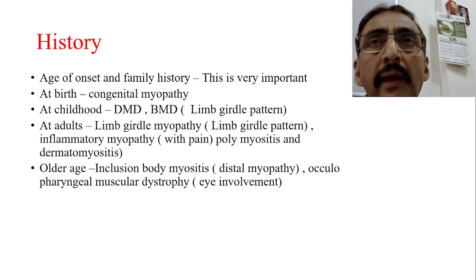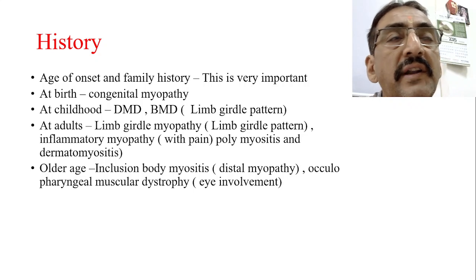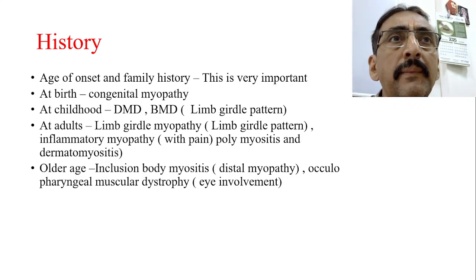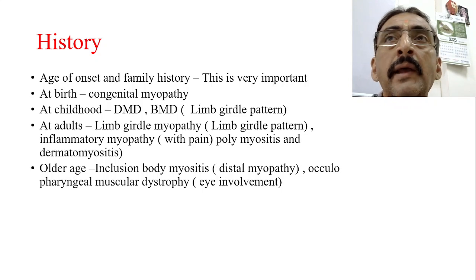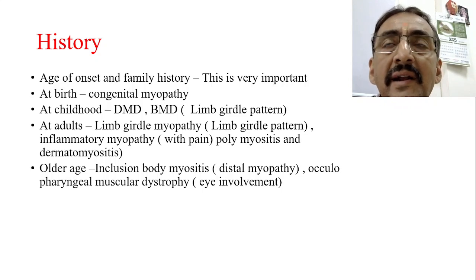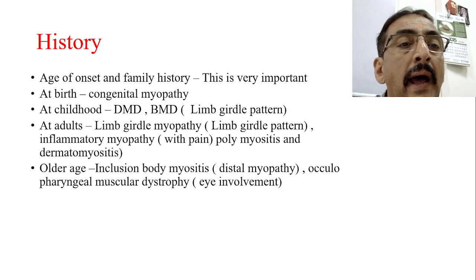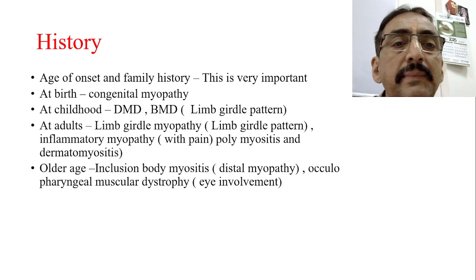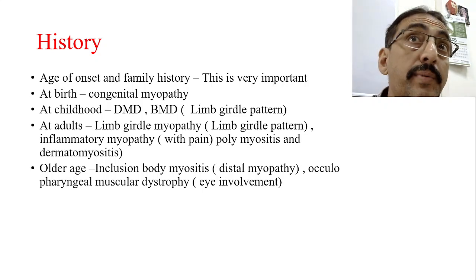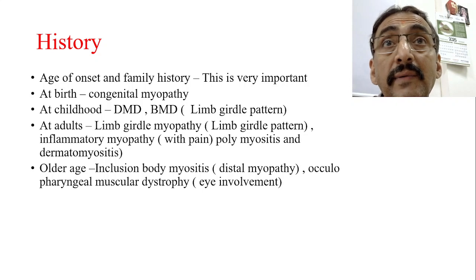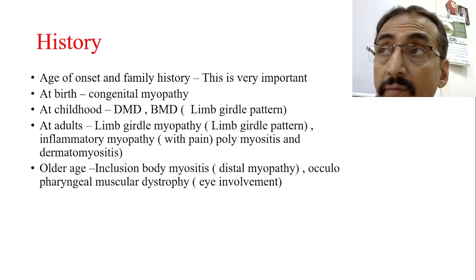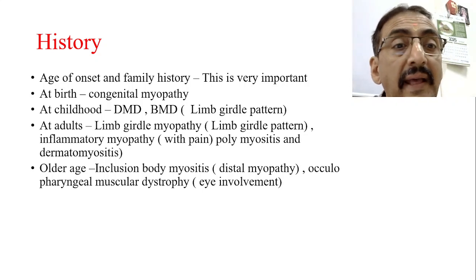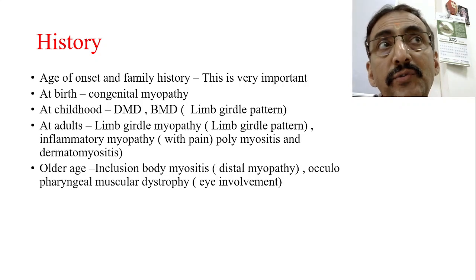Now usually in muscular dystrophies, the age of onset and family history are very, very important. You get the family history most of the time. Talking about DMD and all, they are X-linked recessive disorders. So you will see an X-linked recessive pattern in the pedigree analysis. At birth, mostly the symptoms are not identified, except if it is a case of congenital myopathies. Then at the time of birth itself, the child has some muscle weakness, neck laxity, etc. may be there.